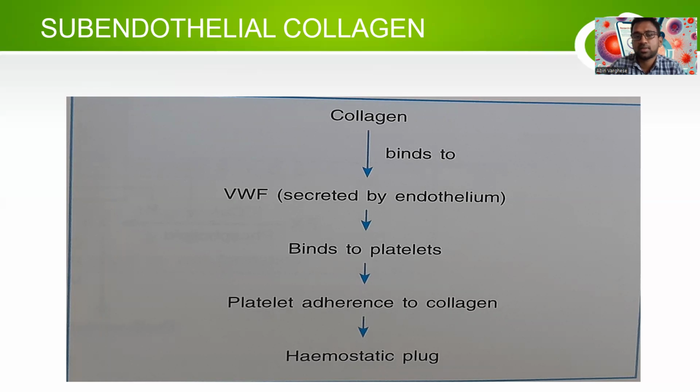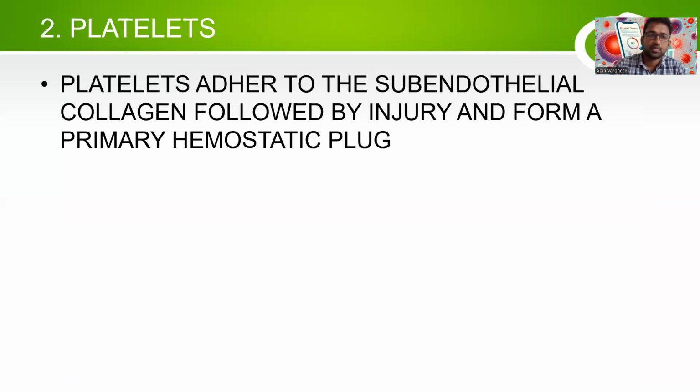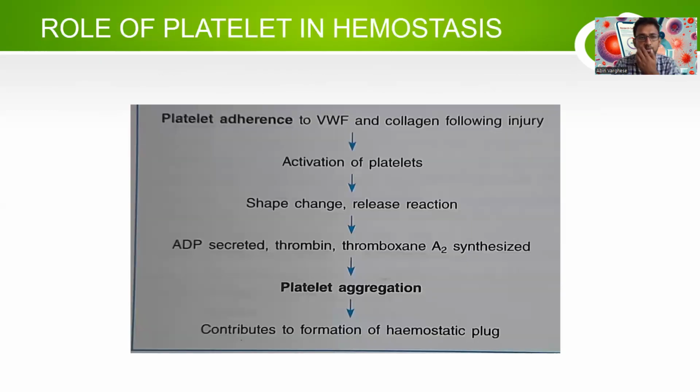Subendothelial collagen binds to the von Willebrand factor, and this von Willebrand factor acts as a bridge between the collagen and the platelets and causes platelet adherence to the collagen and forms the primary hemostatic plug. The role of platelets: the platelets adhere to the subendothelial collagen following injury and form the primary hemostatic plug. So, the role of platelets in hemostasis.